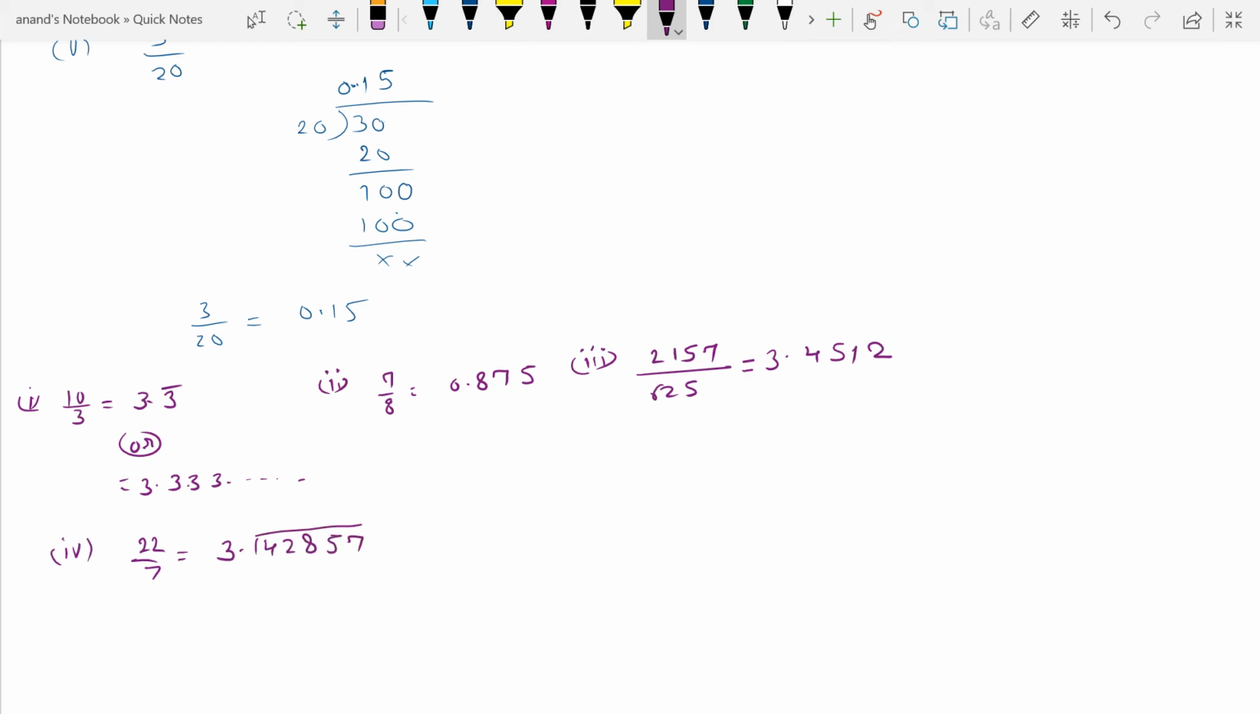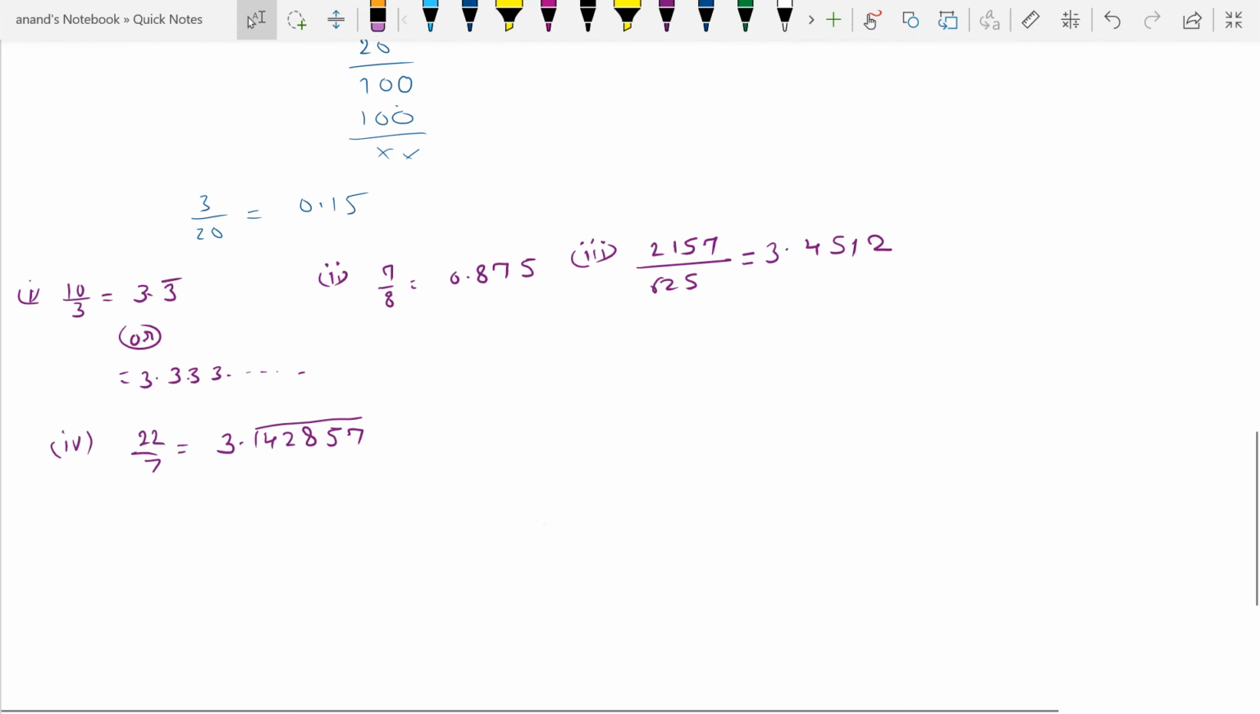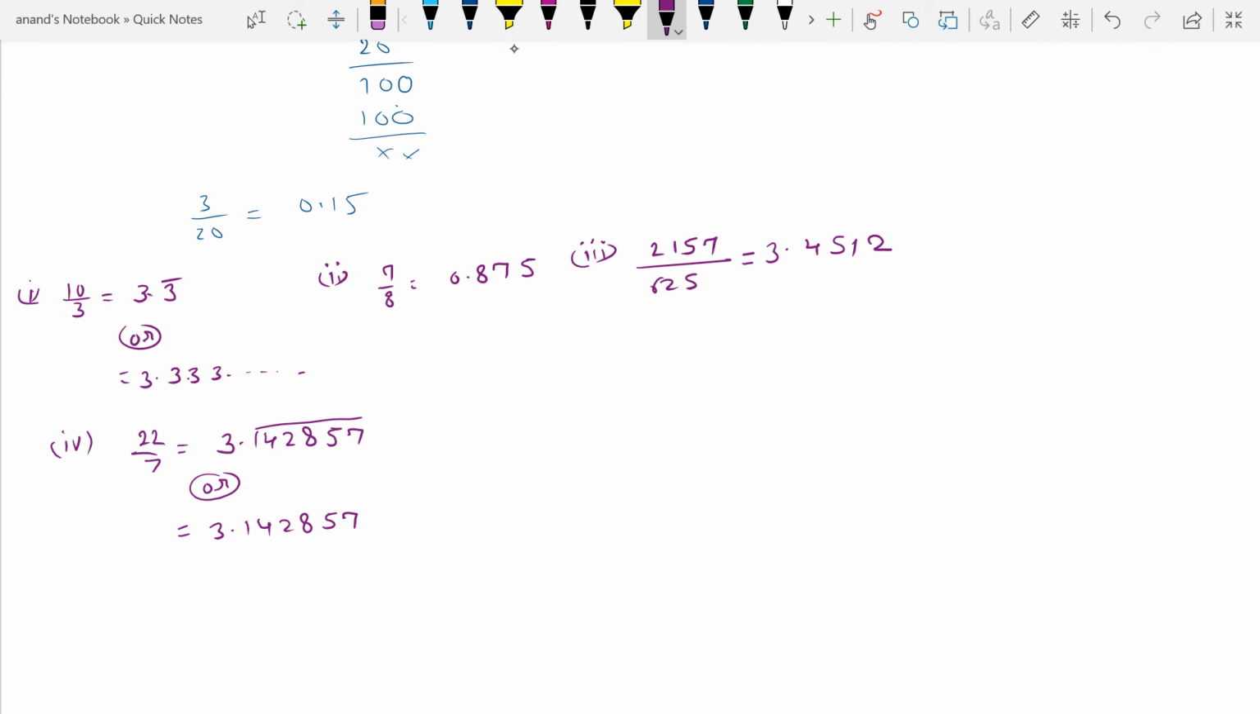3.142857 to the bar, or we can write it as 3.142857 142857 again and again. In the fifth example we have seen 3 by 20 as 0.15.